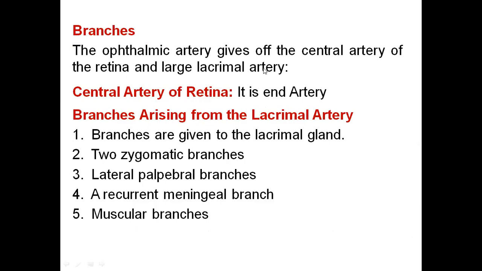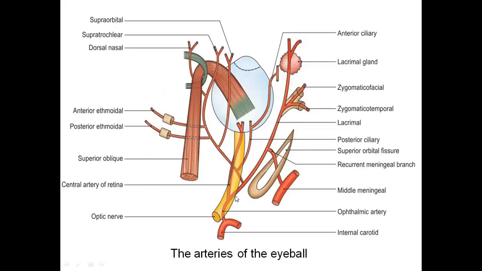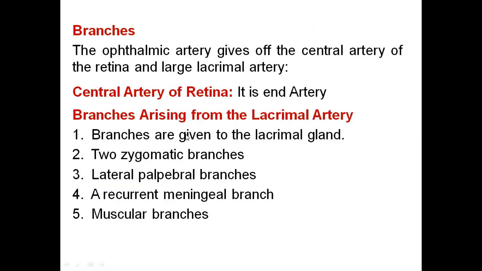Now the ophthalmic artery gives the central artery of retina and the large lacrimal artery. Let us see, this is the central artery of retina and this is the large lacrimal artery. The central artery of retina is an end artery. End artery means this artery does not anastomose with adjacent arteries. The unfortunate thing about end arteries is that if this artery is blocked, the retina will lose its blood supply and the person will suffer blindness. Loss of vision occurs because of blockage of the central artery of retina, as it has no anastomosing arteries.